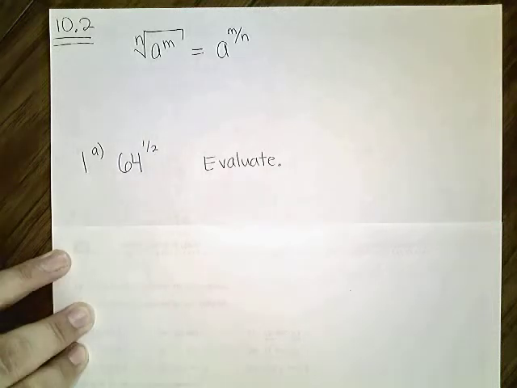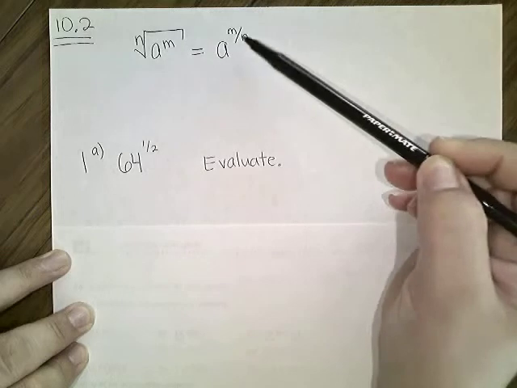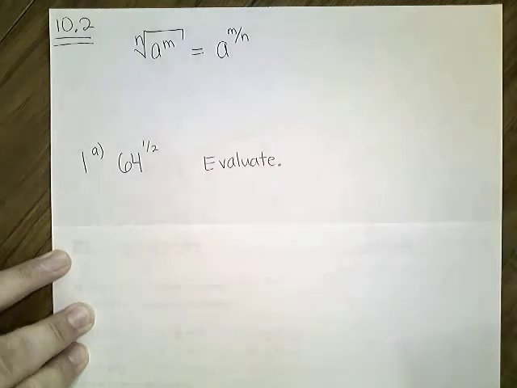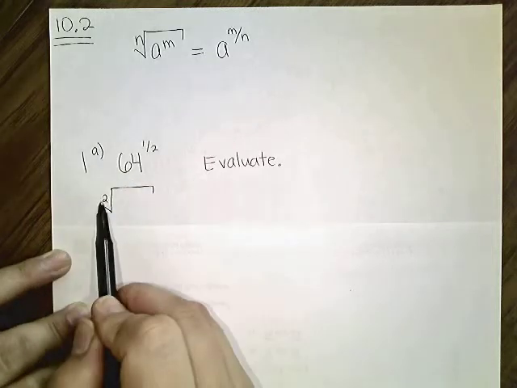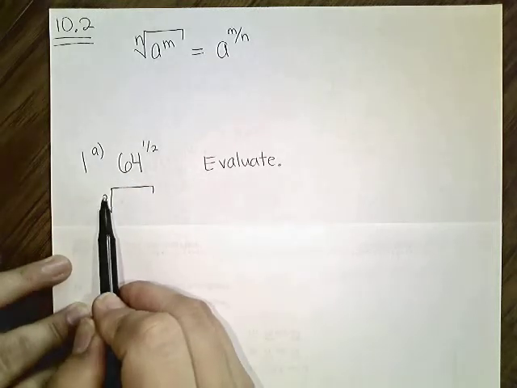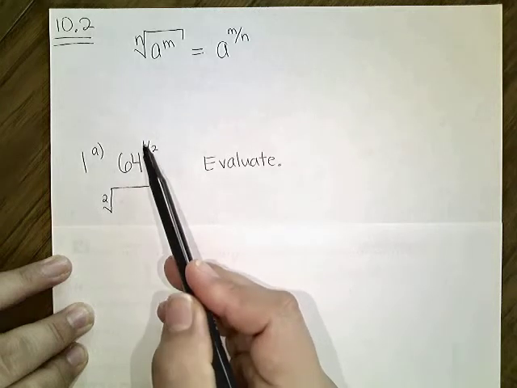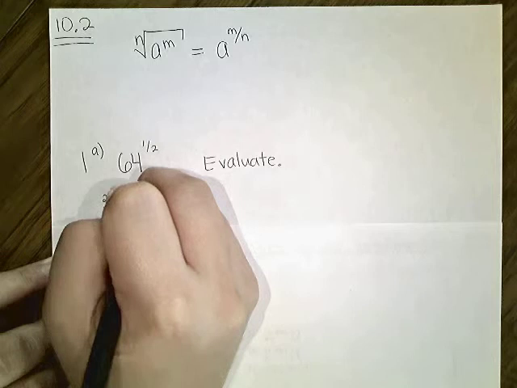First we want to identify the index number. The index, again, is going to be the denominator of our exponent. So here our denominator is 2, so this is going to be a square root. I don't necessarily need to have the 2 out front, that's implied, but I'm just going to write it for the sake of showing where it goes. And then the exponent 1 becomes the exponent of the inside. So this becomes 64 to the power of 1.